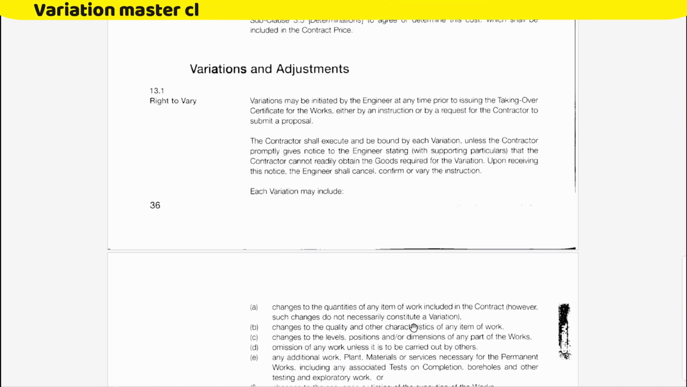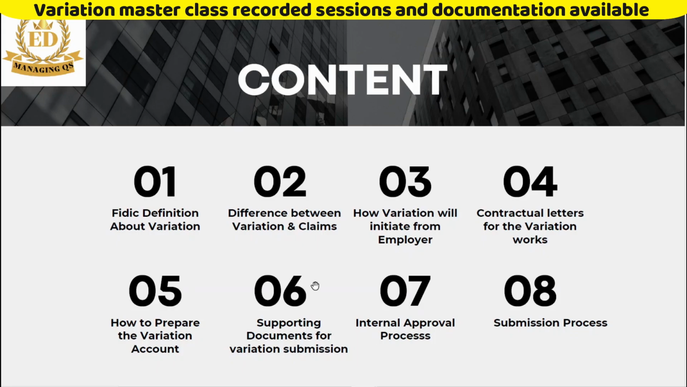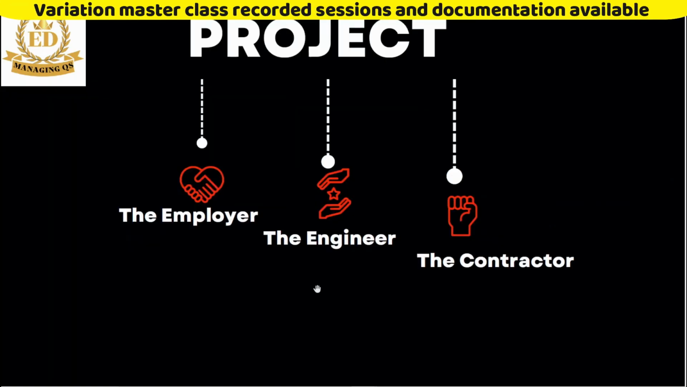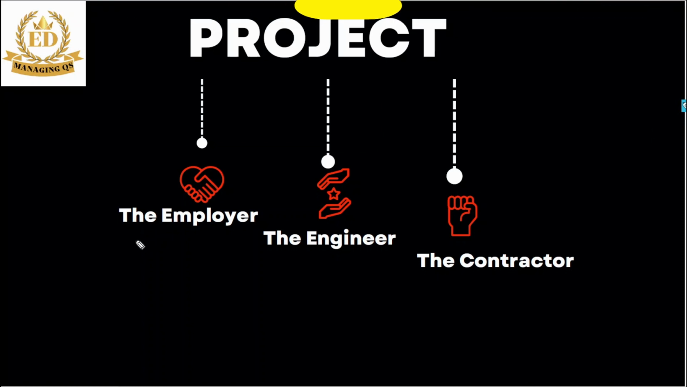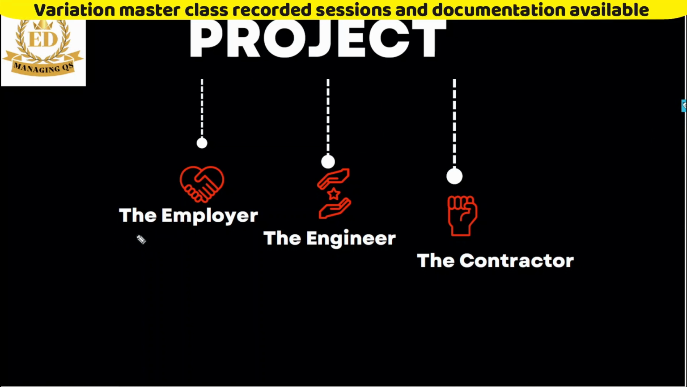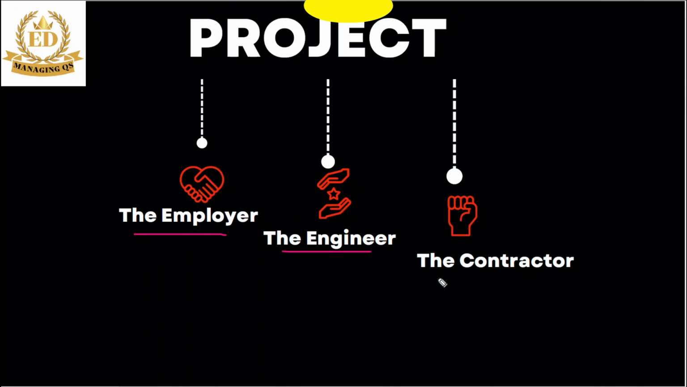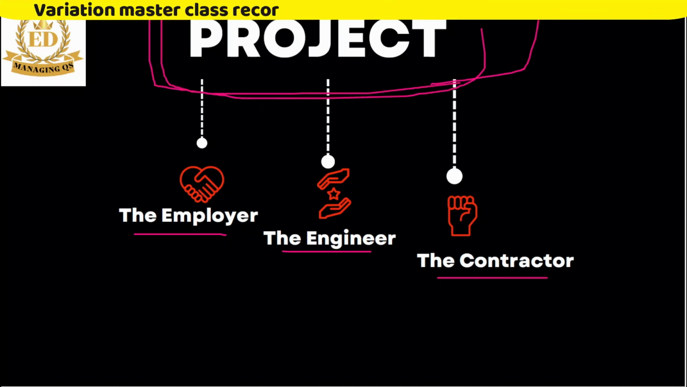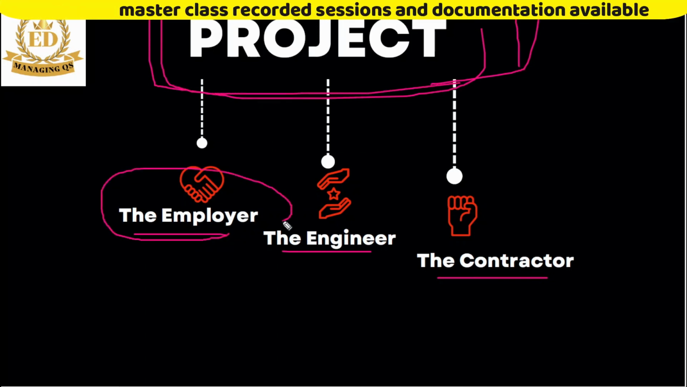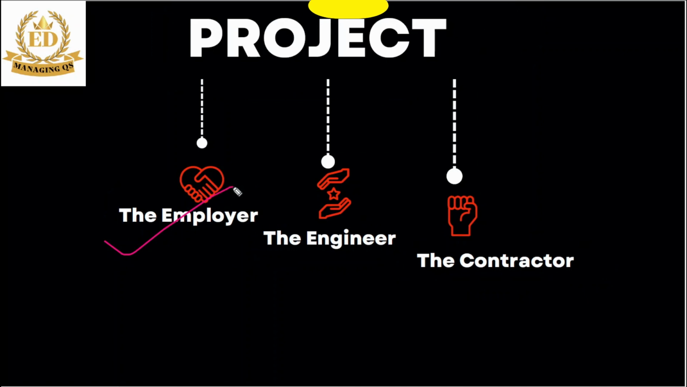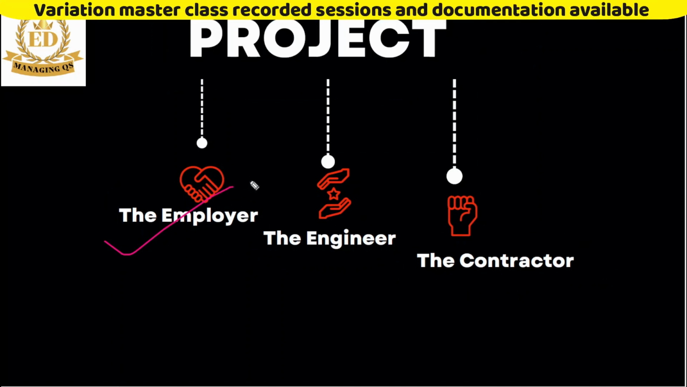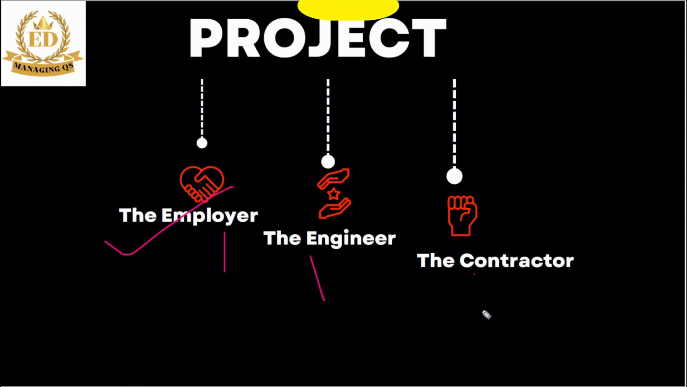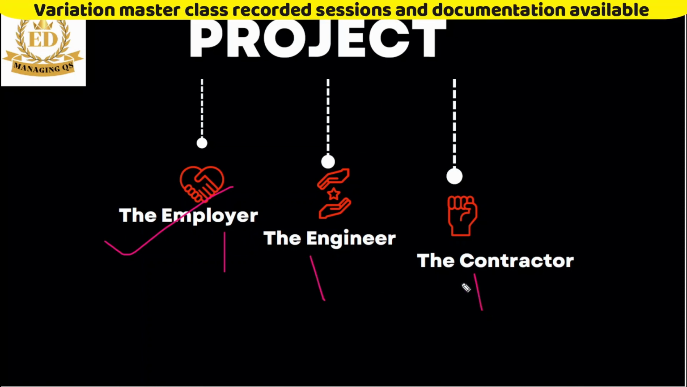Before I start this session, I have to introduce 3 terminologies. The first one is the employer, the second one is the engineer, the third one is the contractor. In each and every project, there are 3 main key people involved. The first one is the employer. We have to understand a little bit who these 3 persons are, and how they impact the variation and other things.